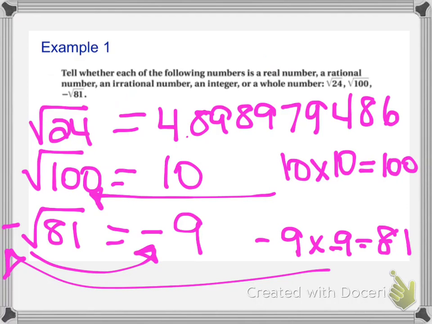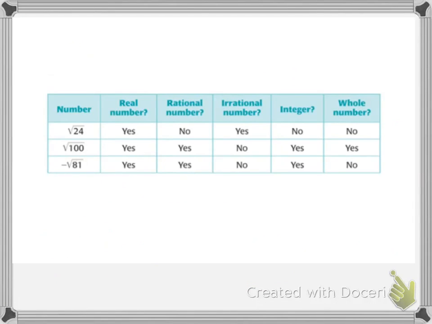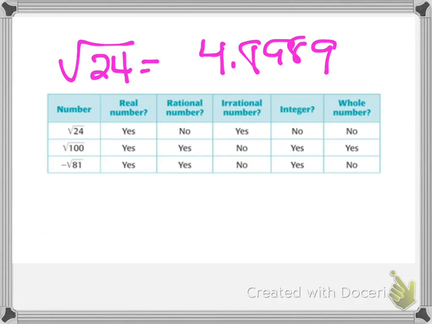Now, the answer for this is that the square root of 24 is a real number because it is equal to 4.8989 repeating. It isn't a rational number because it goes on and on forever. It is an irrational number because it continues. It is not an integer, and it is not a whole number because you can't have 4.8989 repeating of something.